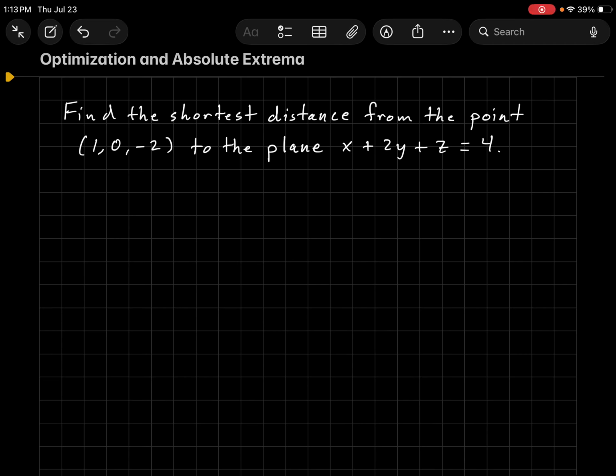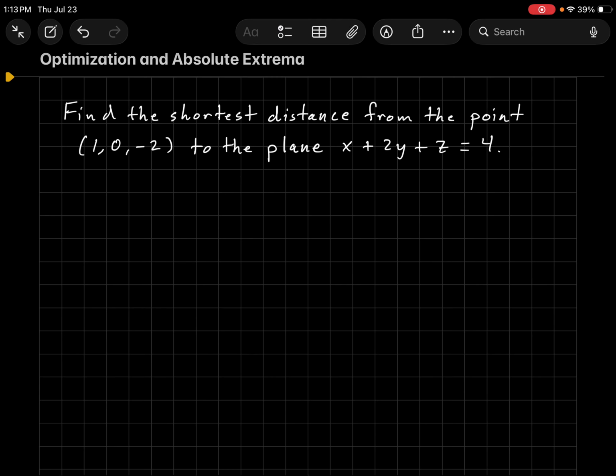Optimization in absolute extrema. In this video, I'm going to go over some problems with optimization in absolute extrema. Now, optimization is essentially word problems involving maximums and minimums. Let's start with this one.